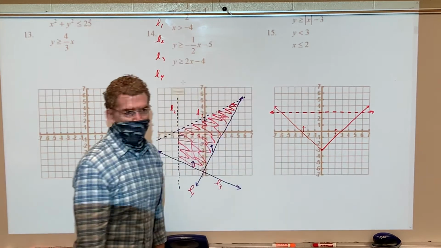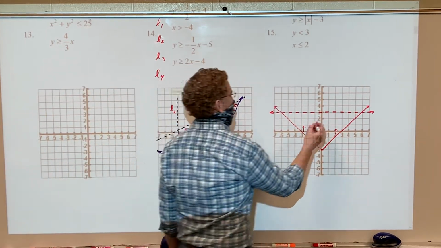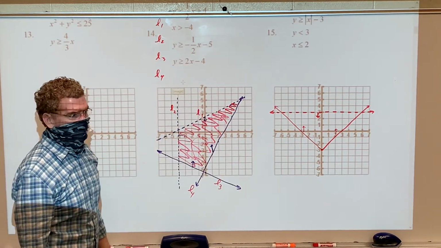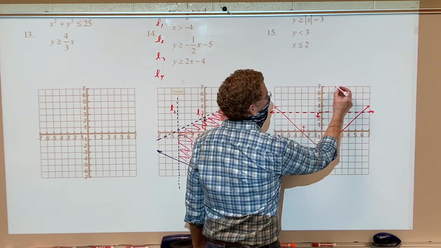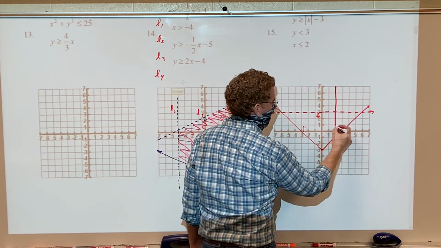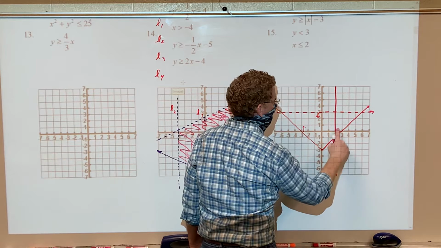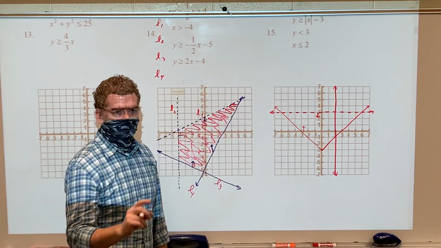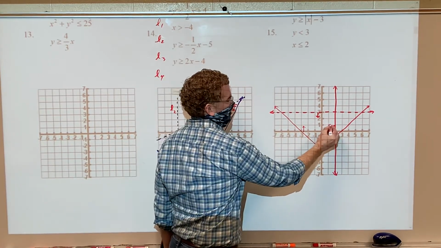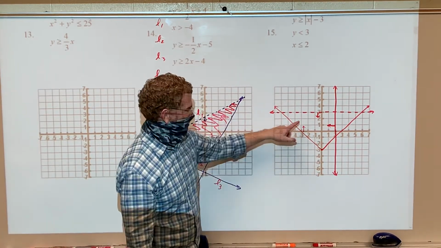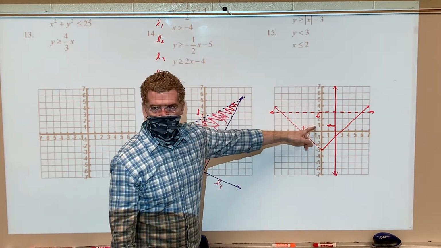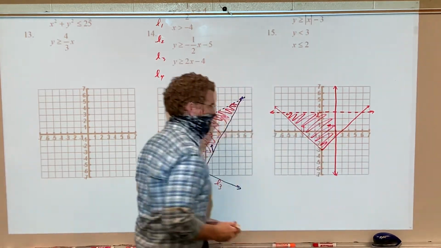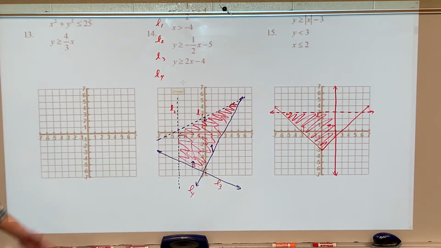Where am I shading? Below. So far I have this triangle, and then finally, x less than or equal to 2. Solid line going through x at 2. And where am I shading, right or left, since it's not a function? Left. So what do I shade here? A little strange quadrilateral looking thing right there. So that's the idea of this.